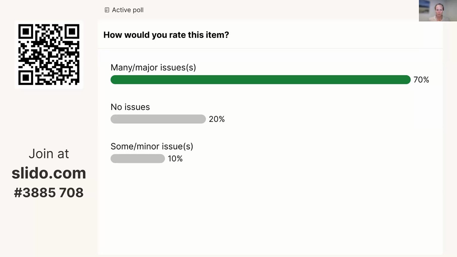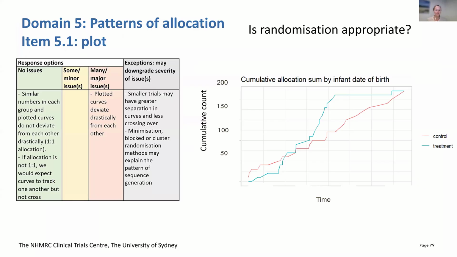So we'll go back to our example. Clearly there is quite a diversion about halfway through. Actually at the start, it looks like most people are getting the control, and then halfway through, all of a sudden, I think maybe they got more treatment available. And so there's a diversion there, which I would rate as an issue. Probably I would say some minor issue, but I can see why people would have said major as well.